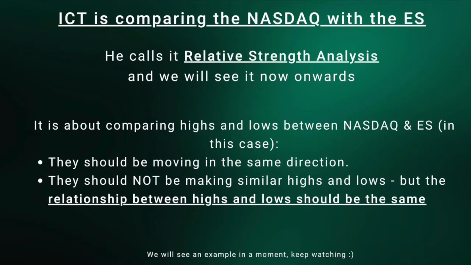This type of analysis is about comparing highs and lows between the Nasdaq and the S&P. And in our case, they should be moving in the same direction. So Nasdaq and S&P should not be making similar highs and lows, but the relationship between highs and lows should be the same. And don't worry if things are a little bit confusing, we will see it in a moment with an example, so just keep watching.